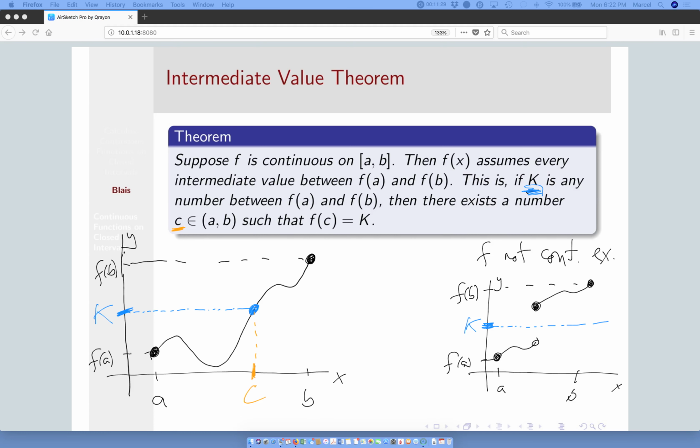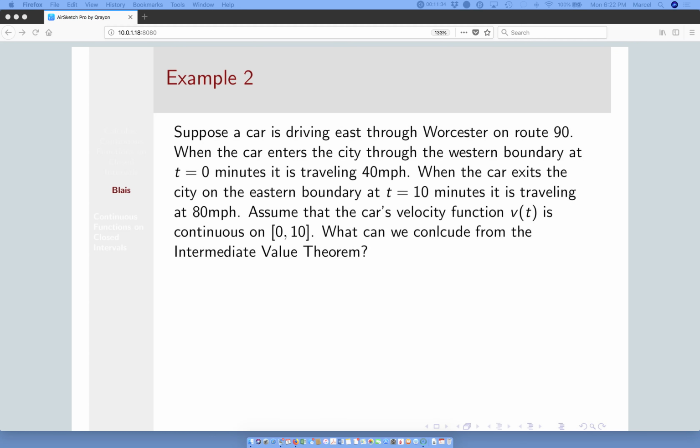So let's do two examples. The first one is just an example to give you an intuition for this. A car is driving east through Worcester, Mass on Route 90 on the Mass Pike, and we're going to think about the velocity function of this car. When the car enters the city on the western boundary, at t equals 0 minutes, so you'd start your stopwatch as soon as you enter Worcester, it's traveling 40 miles an hour.